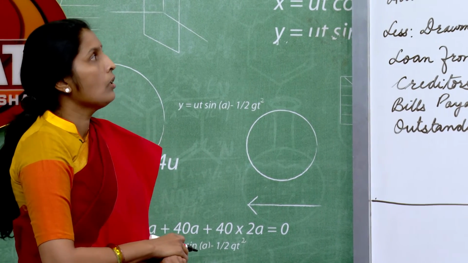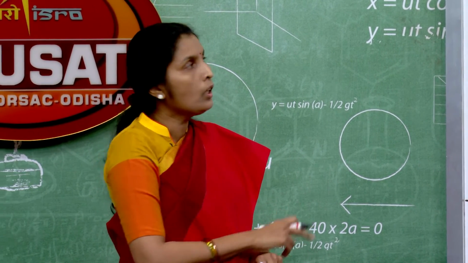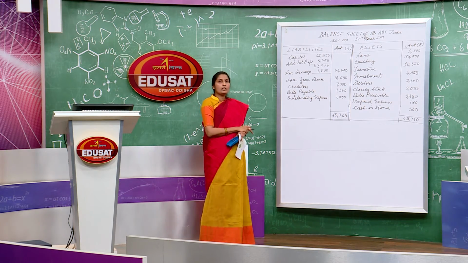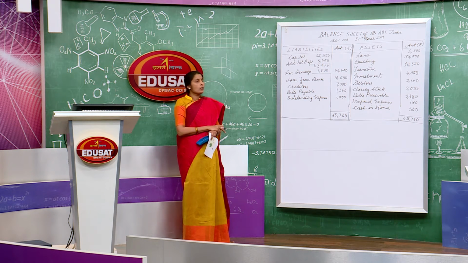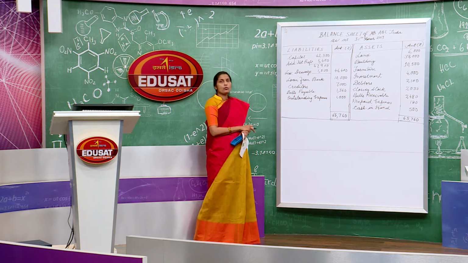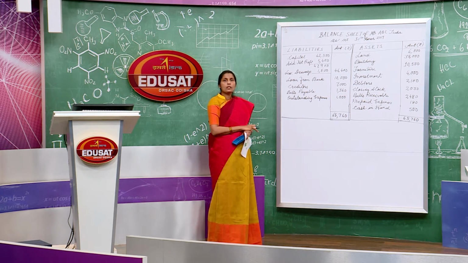The balance sheet of the particular trader: if the question gives you the name of the trader for whom you are preparing, please write the name of the particular trader there, and the date as on which you are preparing the balance sheet. In this question, it is given to us as 31st March 2019.